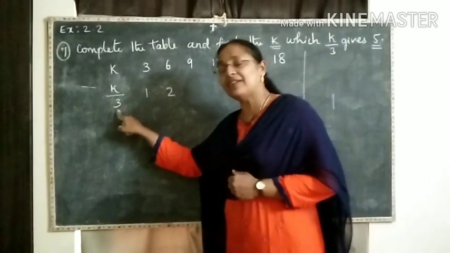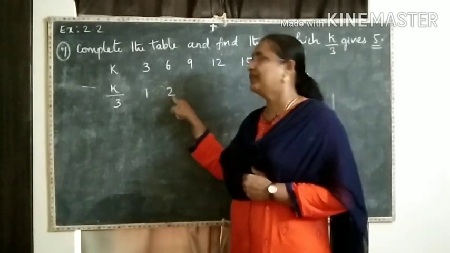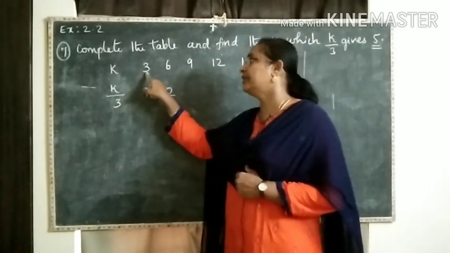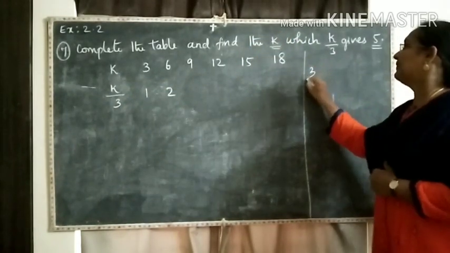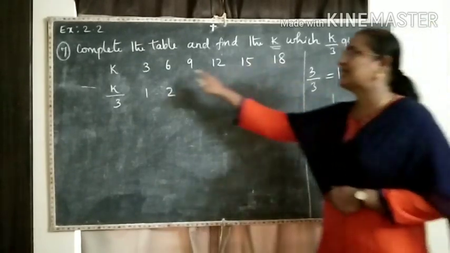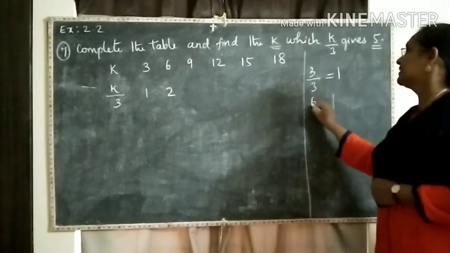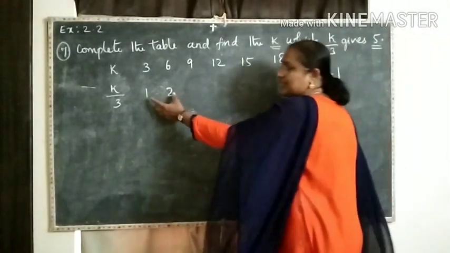Now we have to find the value of k by 3. So already the first and second are given. When you divide the k value by 3. So k value is here 3. 3 divided by 3 will give you how much? 1. Yes or no? Now next one, k value is what? 6. 6 divided by 3 is how much? 2. So these two values are given.